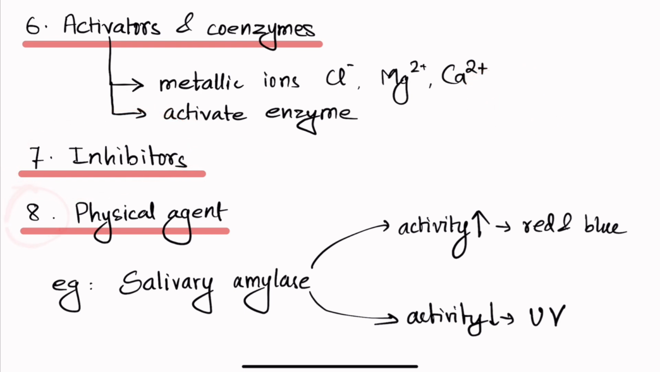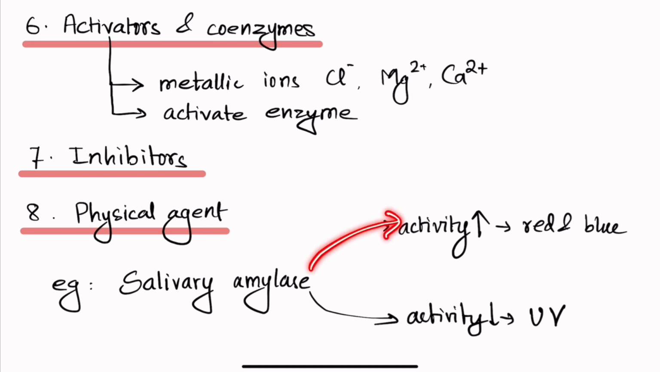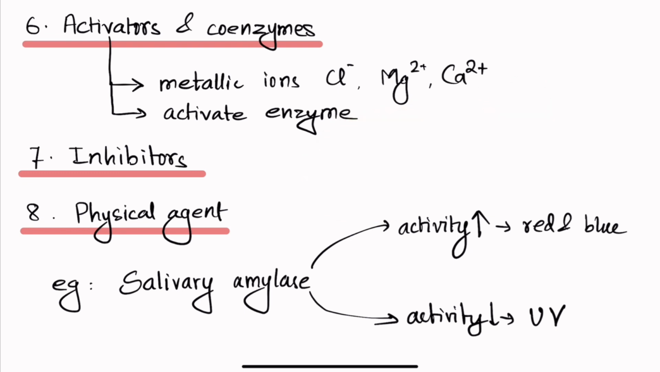Okay, so number 8 are the physical agents such as light. For example, salivary amylase. The activity of the salivary amylase increases under red and blue light. However, the activity of the salivary amylase enzyme decreases under UV light. And these are the 8 factors. Even though I said 7, let's add one more. 8 factors that affect the activity of the enzyme.